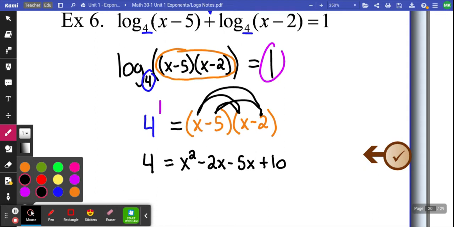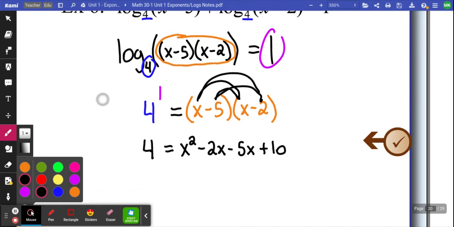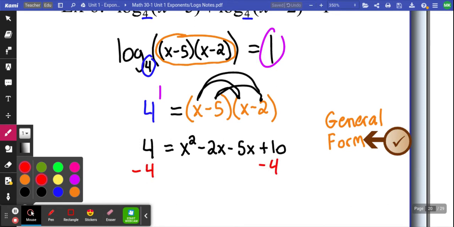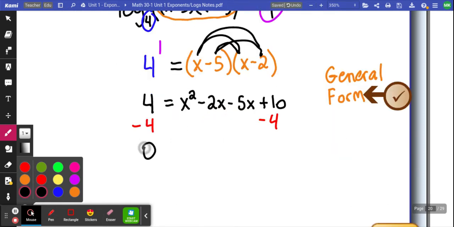After we multiplied, what type of equation do we have to solve? It's quadratic. It's quadratic because the exponent is 2. To solve quadratics, you must be in general form. Right. General form means you have to equal 0. So move that 4 over. And I now have 0 equals x squared minus 7x plus 6.